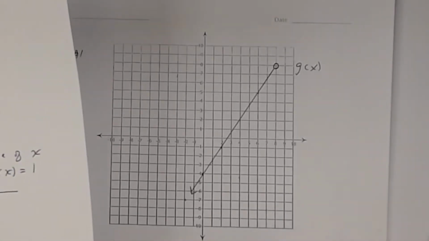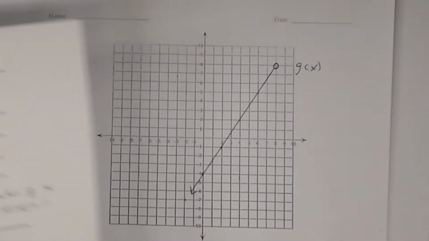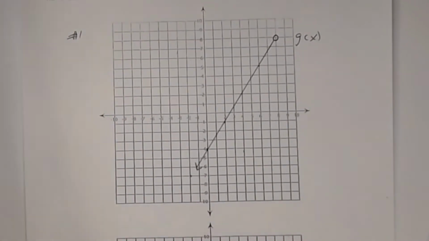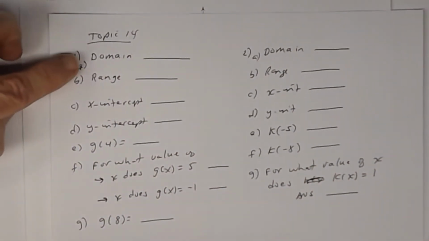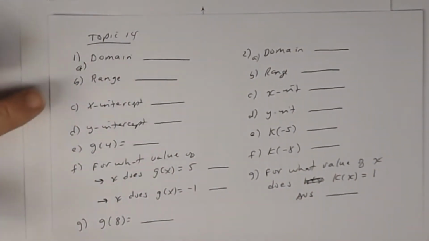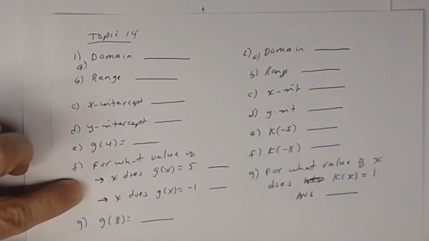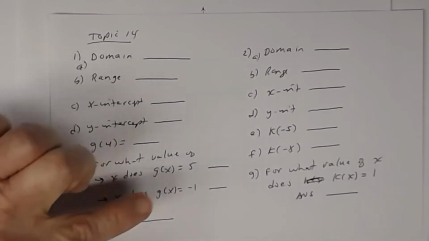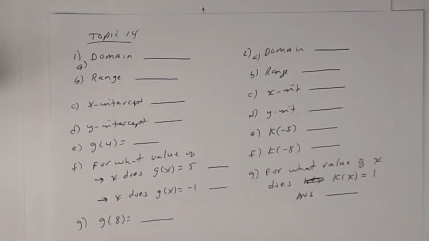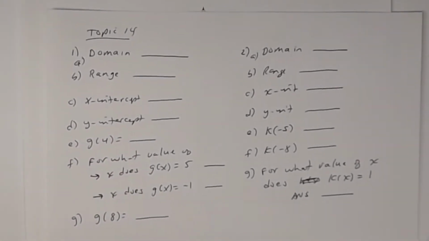All right, so this is topic 14 again. Topic 14, and this is where you're going to be looking at these ideas: domain, range, intercepts, and finding function values. And then we're going to talk about this one right here. For what values of x is g of x equal to 5? Is g of x equal to negative 1? What does that mean? It's not difficult. It is not difficult.